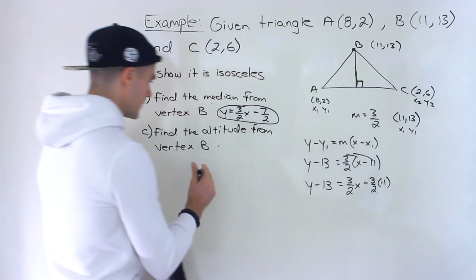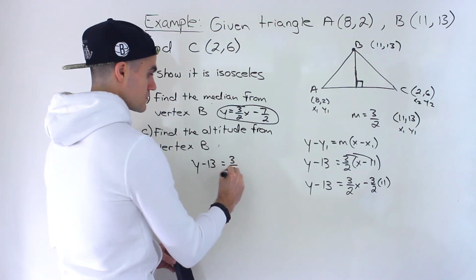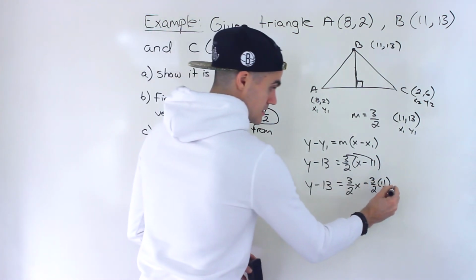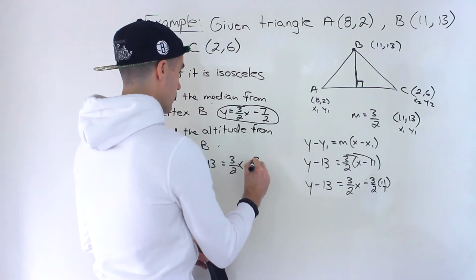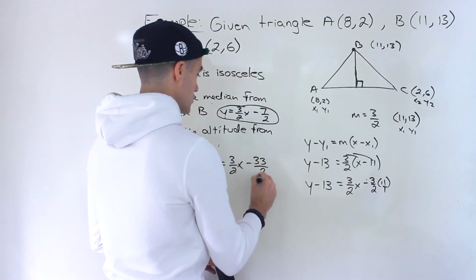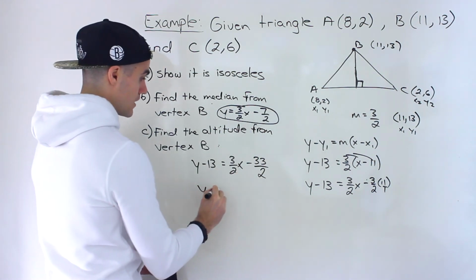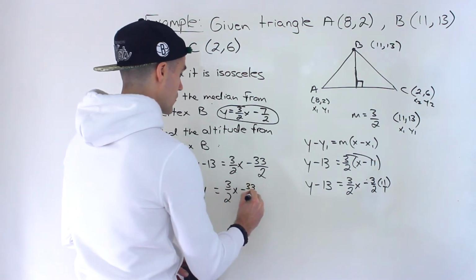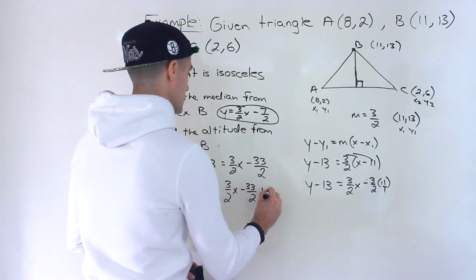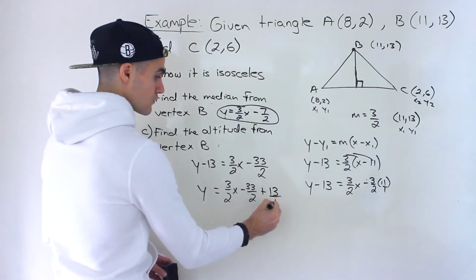So I'm going to continue this here. So we'd have y minus 13 equals 3 over 2x. Now this is like over 1. Negative 3 times 11 is negative 33. 2 times 1 is 2. And then we bring the negative 13 over. So we'd have y equals 3 over 2x minus 33 over 2 plus 13. When this comes over, it becomes a positive.